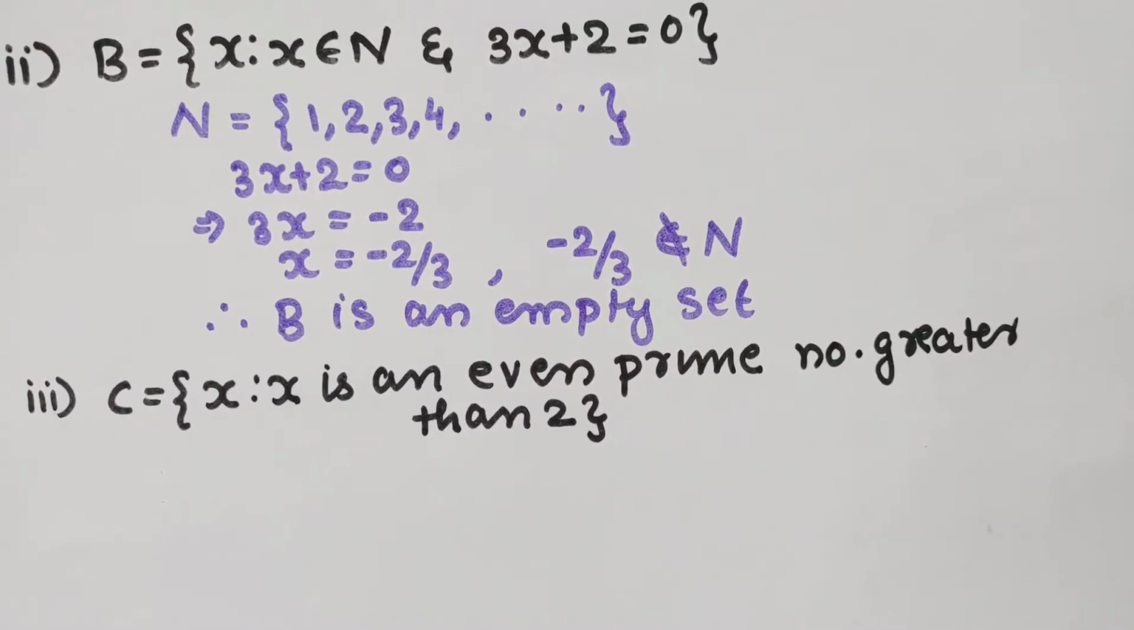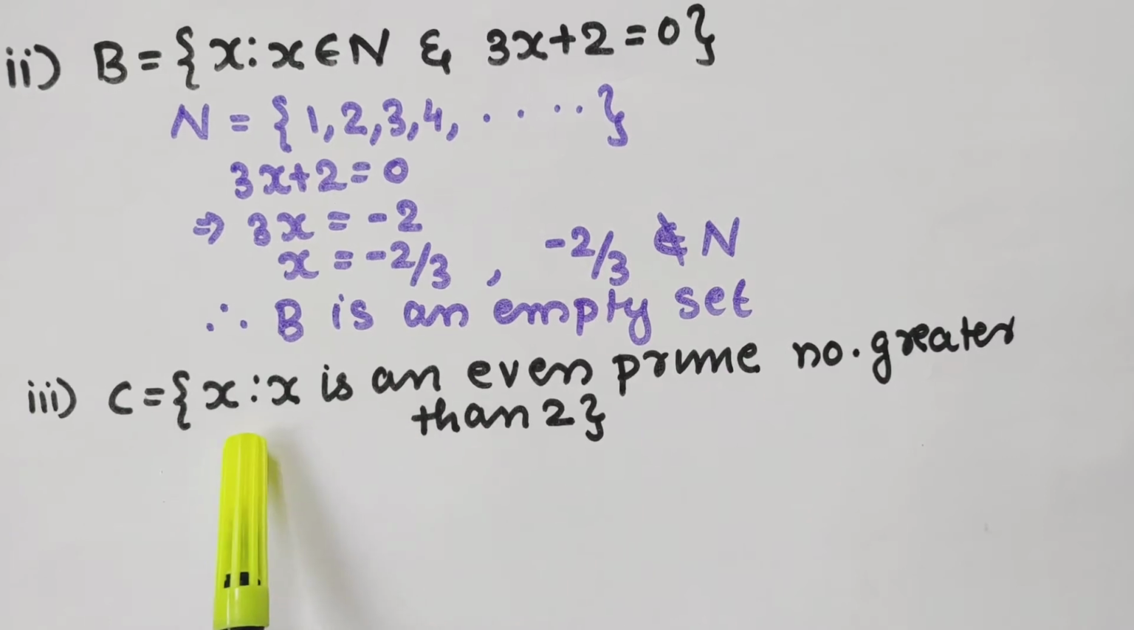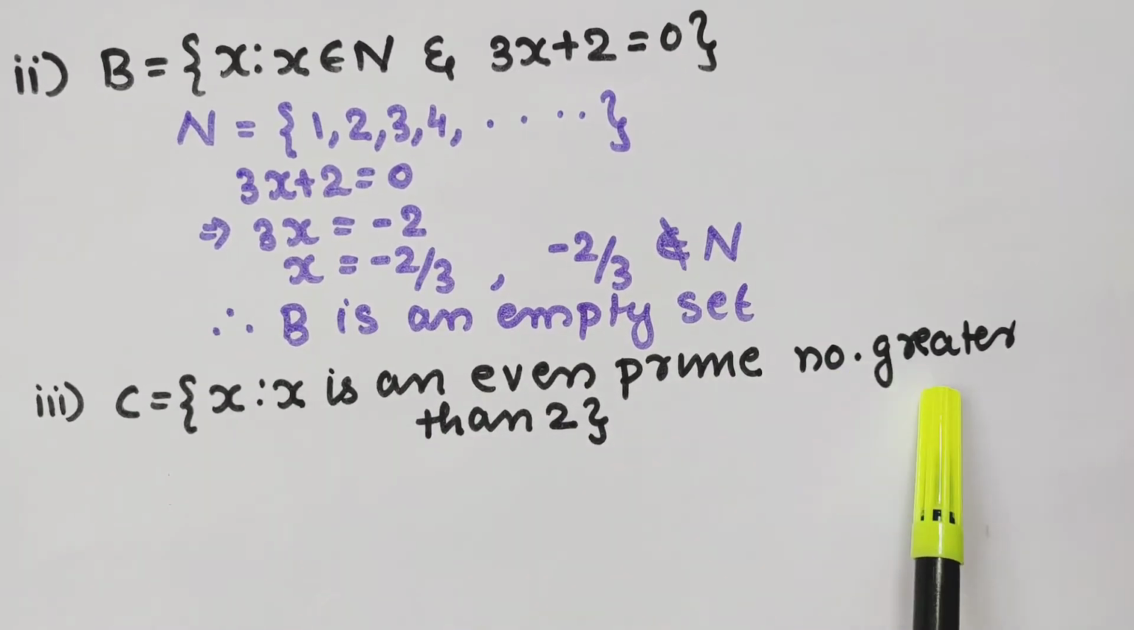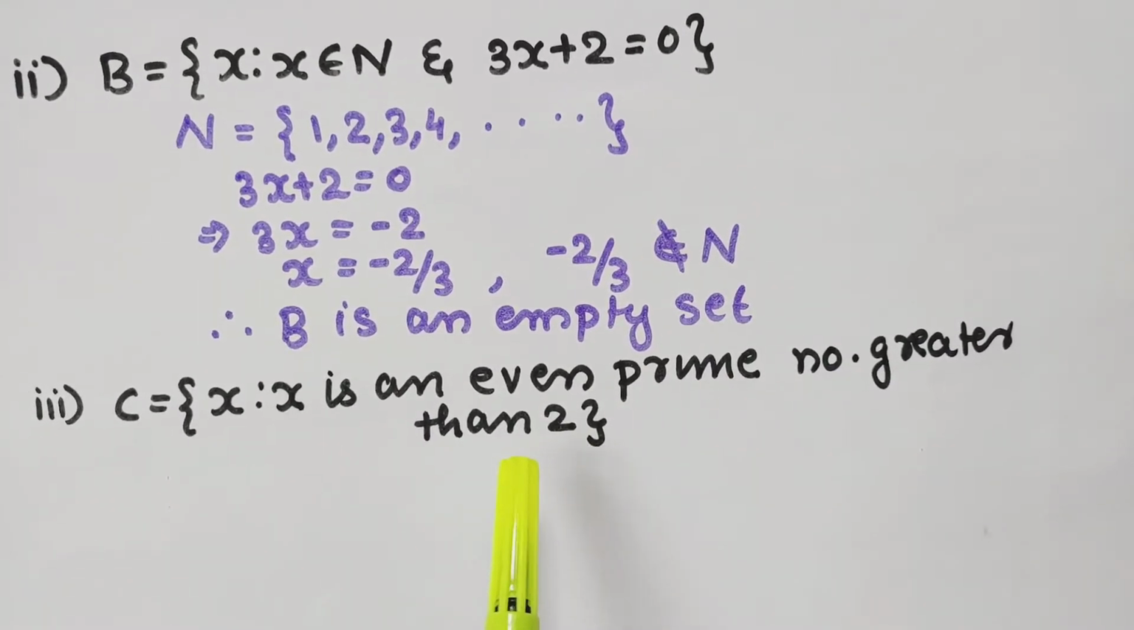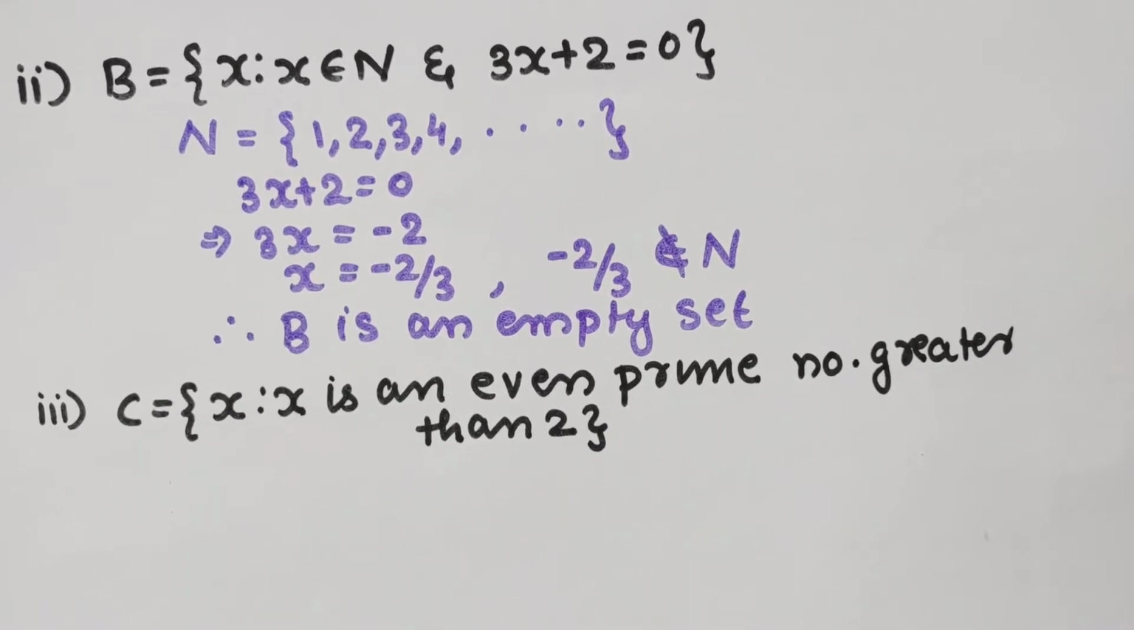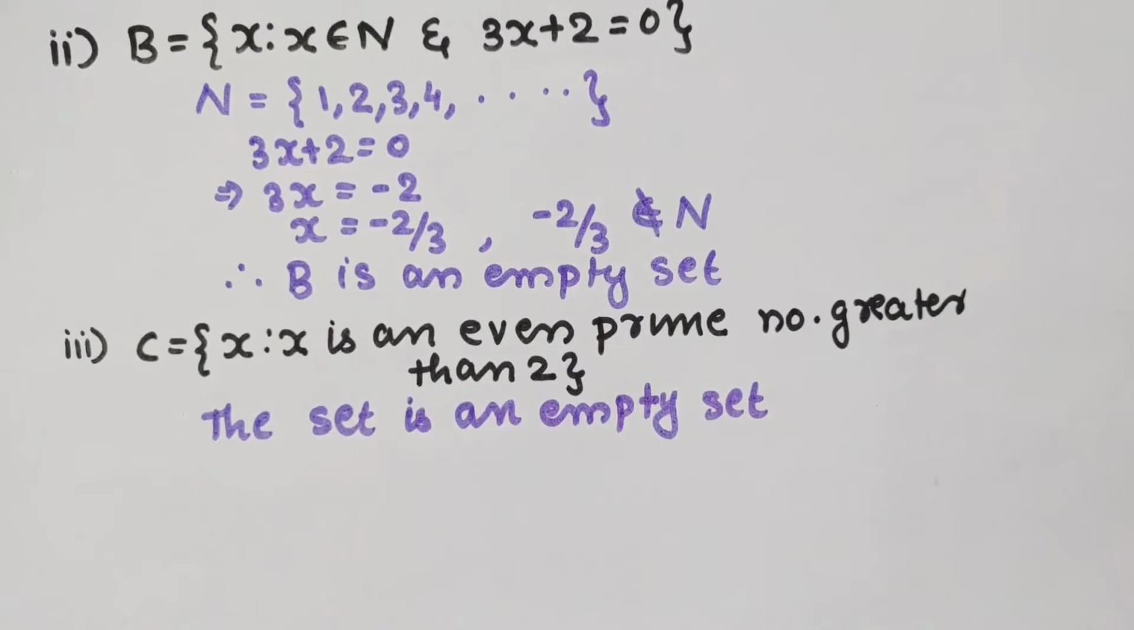Let's see one more example. Let C be the set of all x such that x is an even prime number greater than 2. 2 is the only even prime number. Therefore, the set C is an empty set.